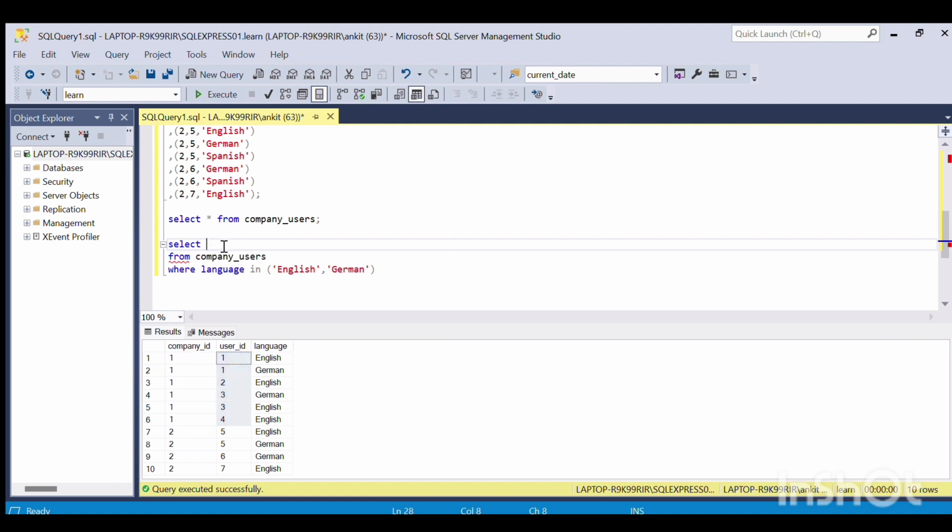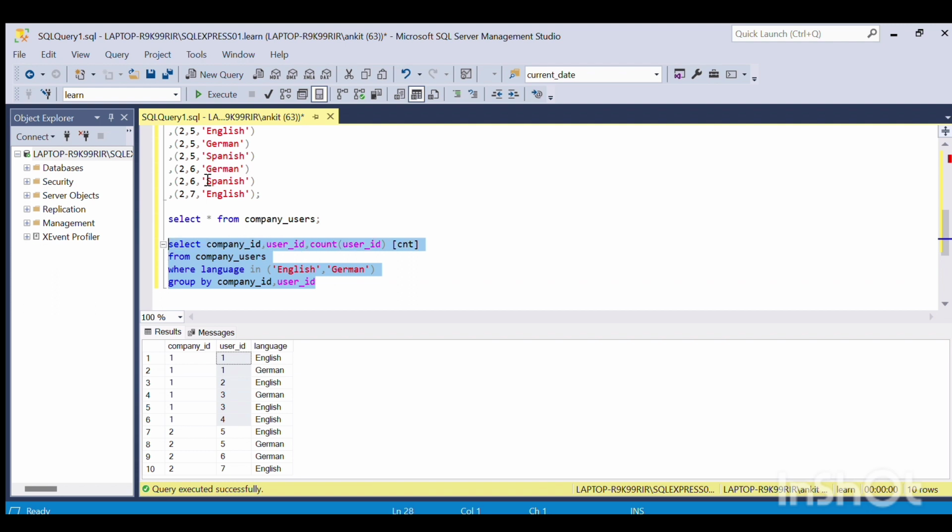So we need to consider two things: the company ID and the user ID, right? See what I'm doing: company ID, user ID, and I'm counting the users. User ID, group by company ID comma user ID. Okay, let's give it the name cnt.